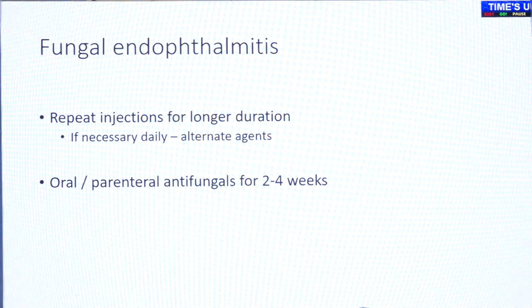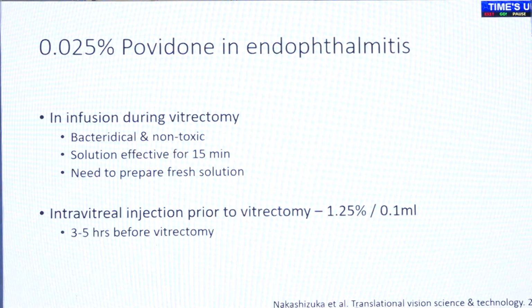Fungal endophthalmitis, we repeat the intravitreal injections over a longer period of time. It can be 2 weeks or it can be even a month. And if necessary, I alternate. One day amphotericin B, the next day could be voriconazole. I alternate like this until the infection comes under control. Oral and parenteral antifungals are used for about 2 to 4 weeks.